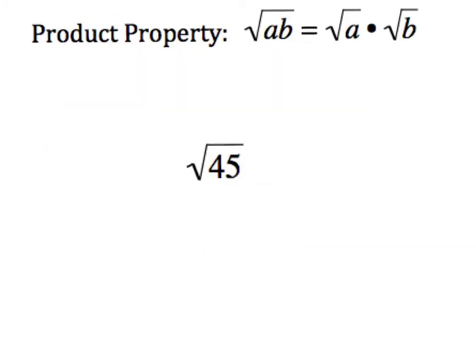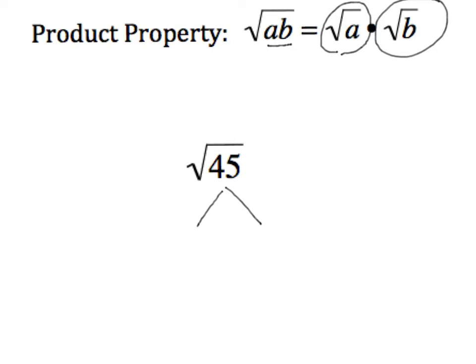The first property of radicals we need to talk about is the product property. So the product property basically states that if I have a number that can be expressed as a times b, I can rewrite that as the square root of a times the square root of b. So let me show you what this looks like if we have an actual value like the square root of 45. Now in the last slide we talked about breaking our values into perfect square factors.